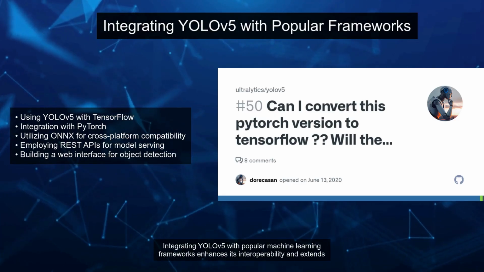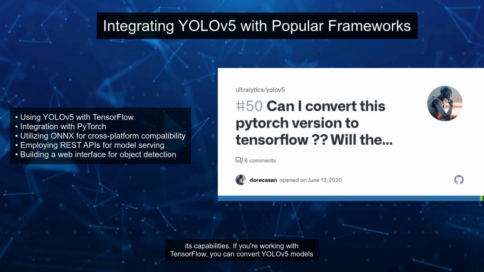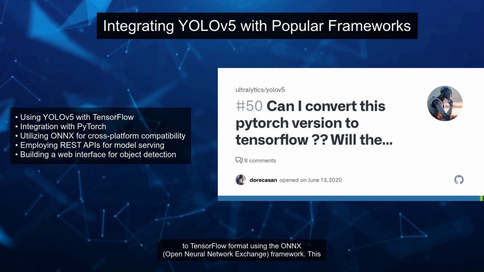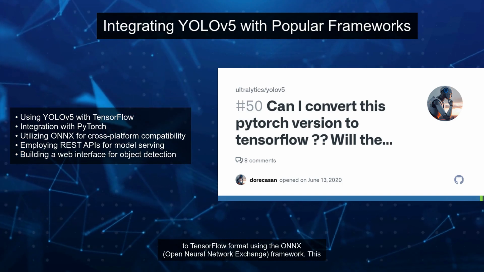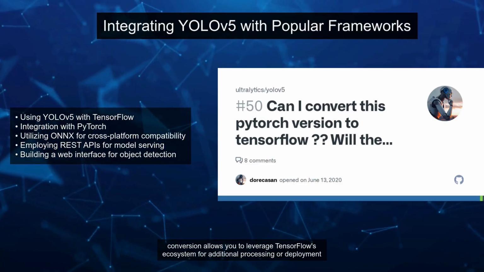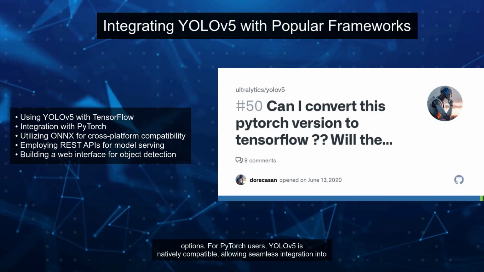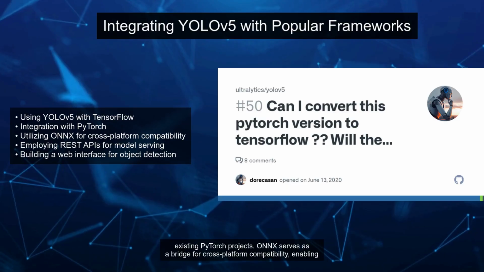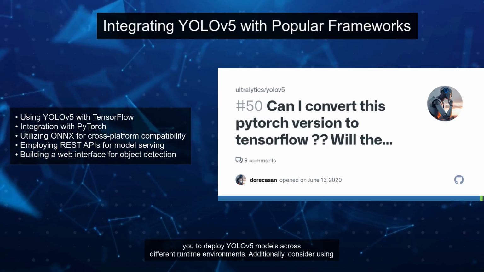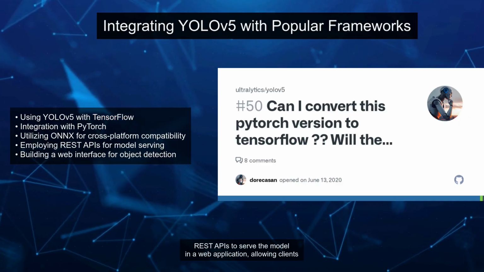Integrating YOLOv5 with popular machine learning frameworks enhances its interoperability and extends its capabilities. If you're working with TensorFlow, you can convert YOLOv5 models to TensorFlow format using the ONNX, Open Neural Network Exchange, framework. This conversion allows you to leverage TensorFlow's ecosystem for additional processing or deployment options. For PyTorch users, YOLOv5 is natively compatible, allowing seamless integration into existing PyTorch projects. ONNX serves as a bridge for cross-platform compatibility, enabling you to deploy YOLOv5 models across different runtime environments.